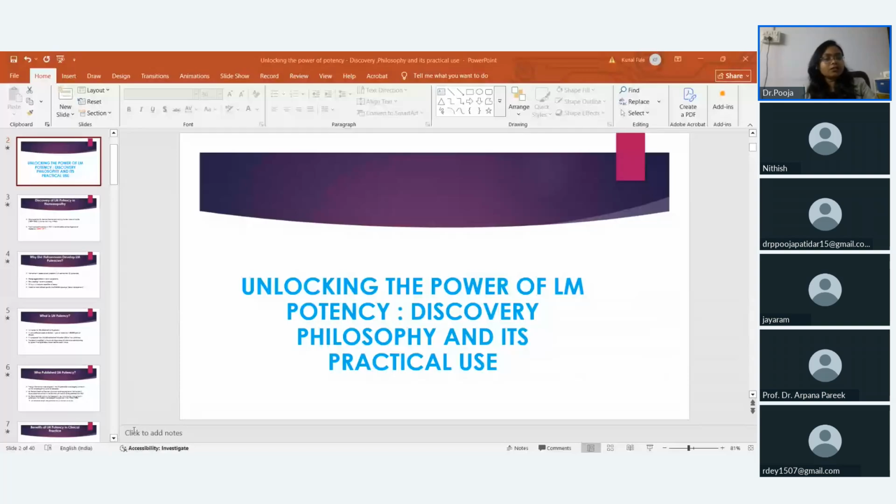So if you have a patient, you can directly ask about the stress factors in the patient's life. This is what I directly ask my patient, or you can see the physical constitution of the patient. So Nitish, is it clear to you? Thank you, Nitish. Any other question?